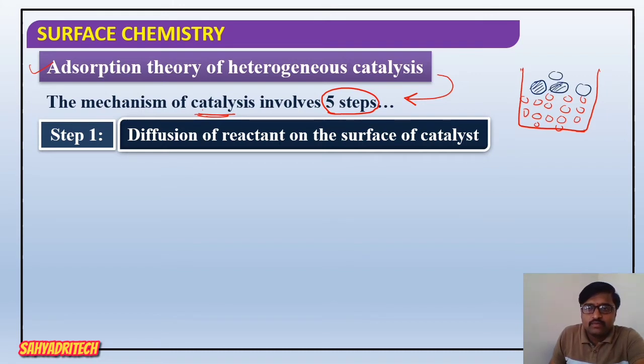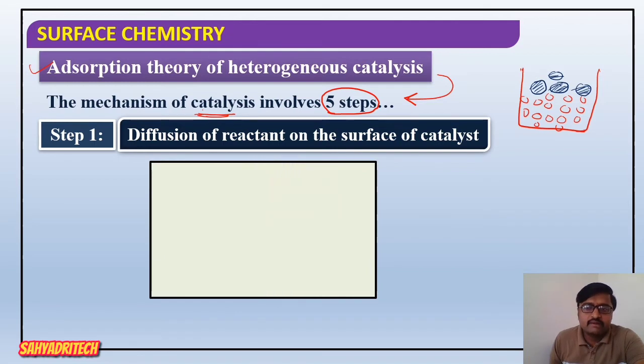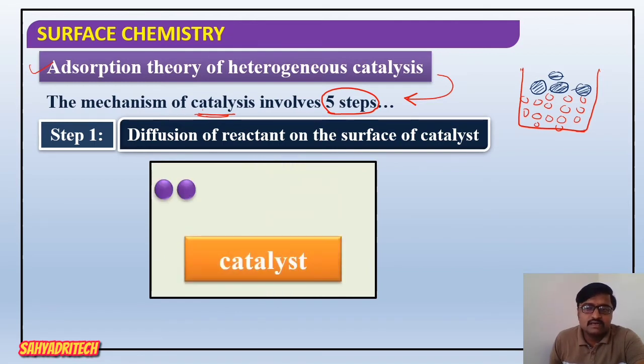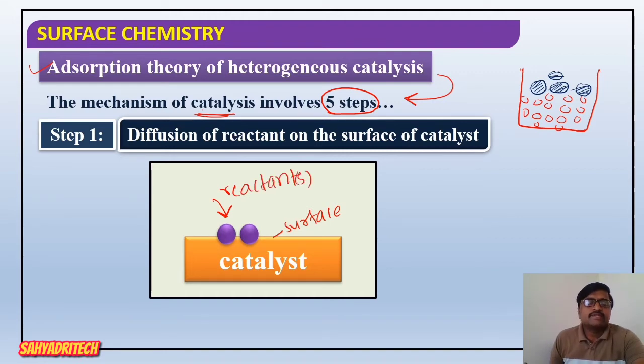Now, according to adsorption theory of catalysis, first, the reactant molecules diffuse on the surface of a catalyst. Diagrammatically, if you analyze the catalyst surface, the reactant molecules get diffused on the surface of a catalyst. So according to adsorption theory, what is the first step? Diffusion of reactants on the surface of a catalyst.